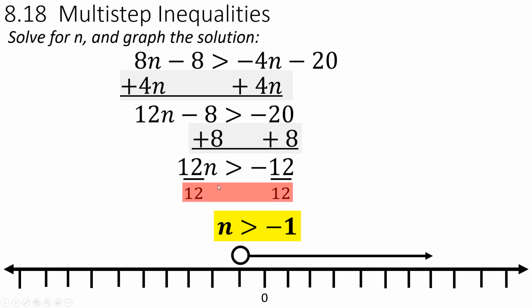And don't forget, in this problem, you divided both sides by 12. You didn't have to reverse the inequality because it wasn't a negative coefficient.